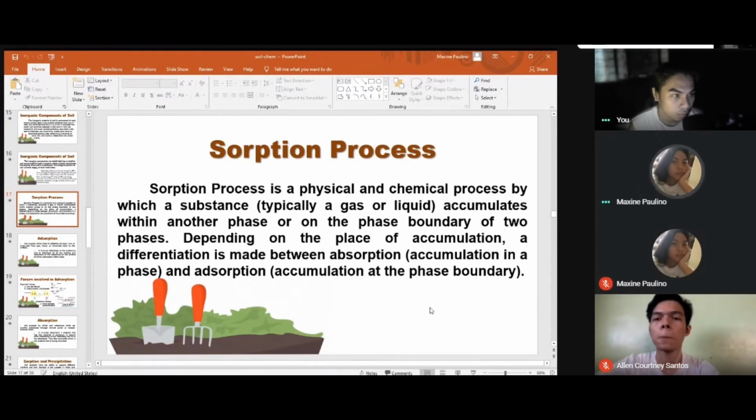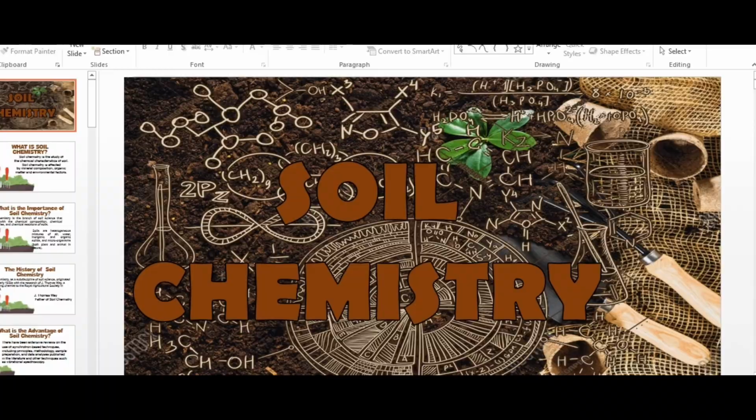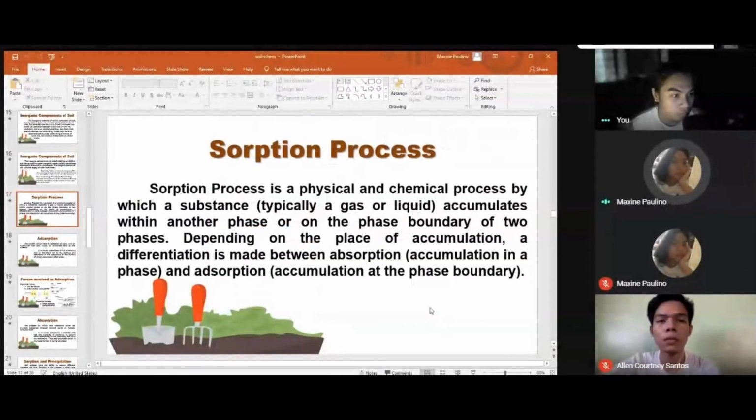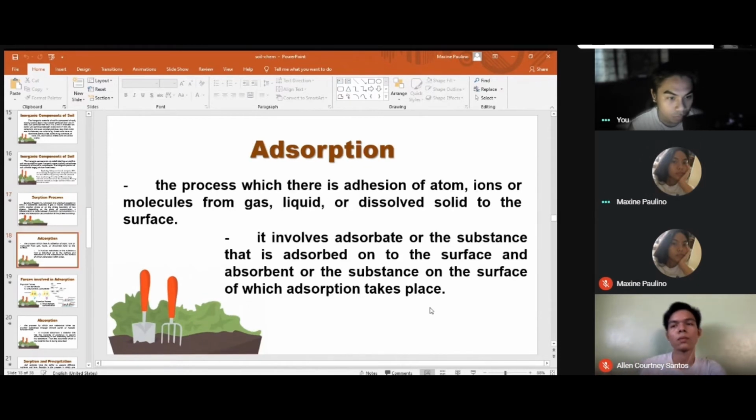Sorption process. Sorption process is a physical and chemical process by which a substance accumulates or gathers within another phase or on the phase boundary of two phases. The substances that gather or accumulate are usually gases or liquids. Depending on the phase of accumulation, a differentiation is made between absorption and adsorption.